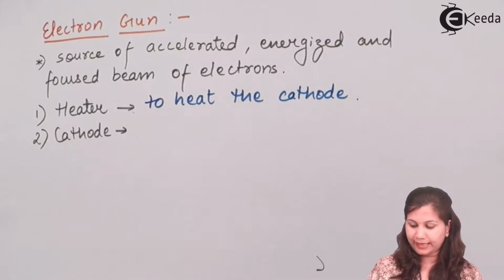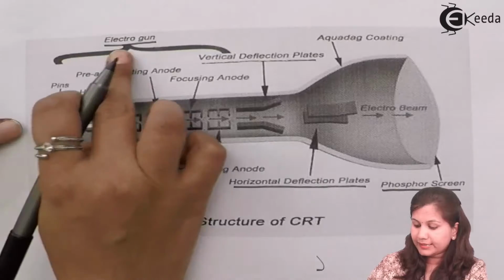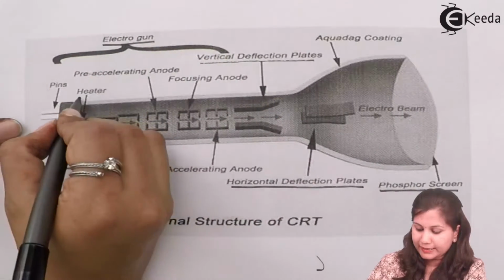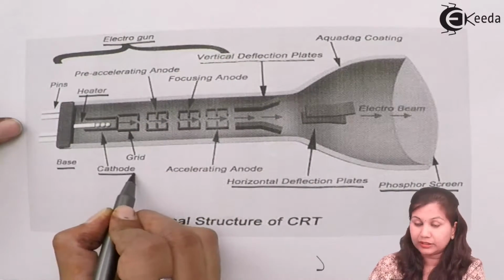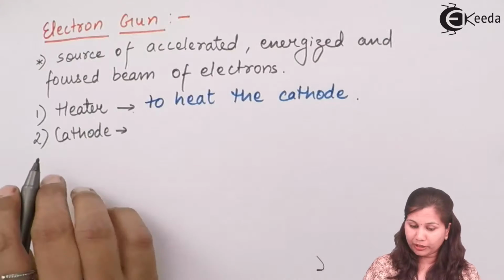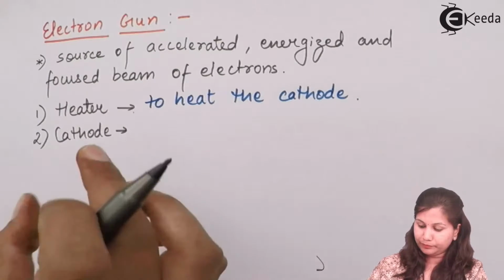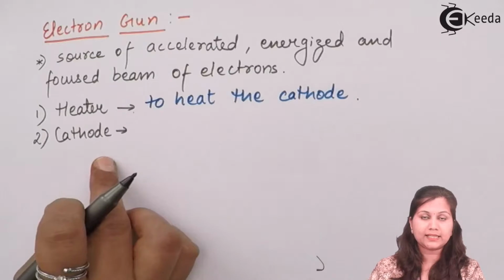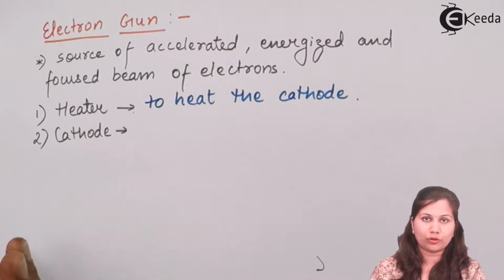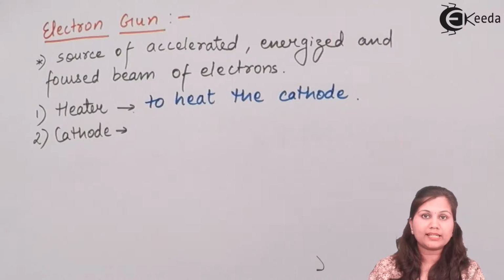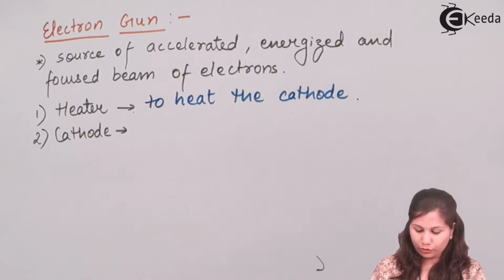You can see in the diagram, this is the electron gun. The first part is the heater, then we have the cathode. Now the function of the cathode is to obtain the electrons, because when the cathode is heated, it is going to release the electrons through it. So the cathode is generating the electrons.